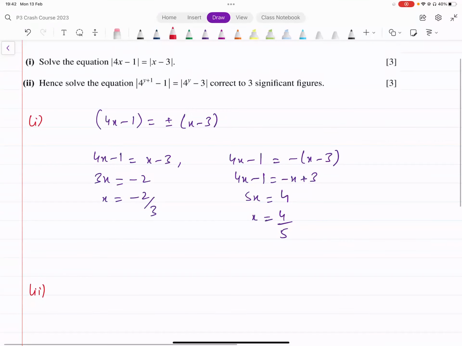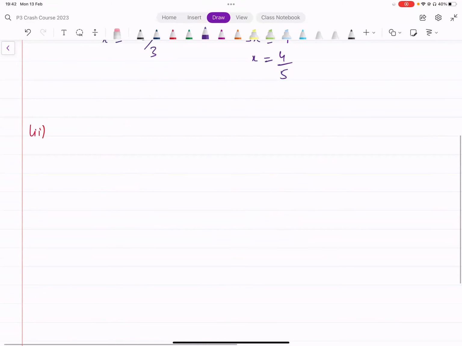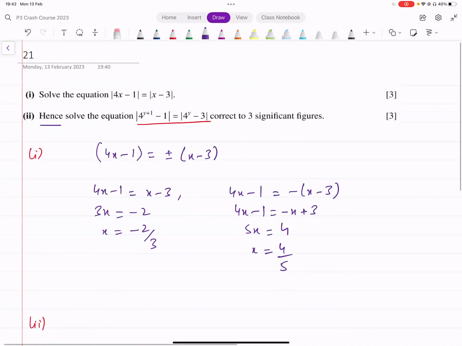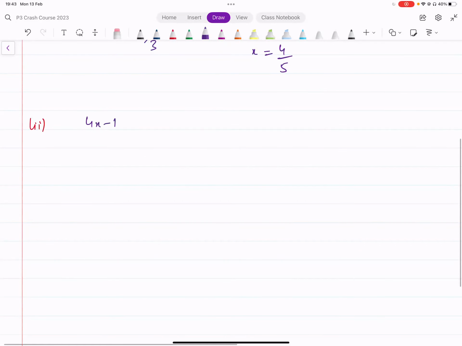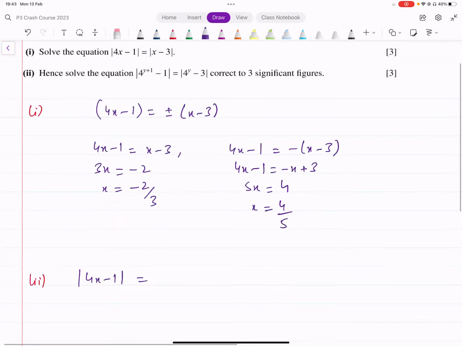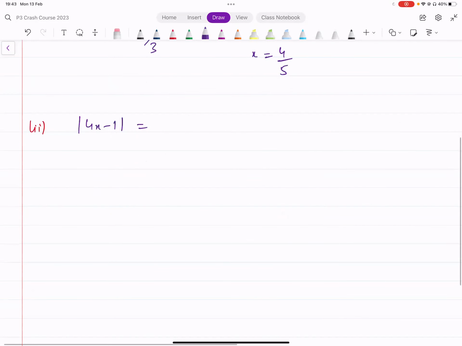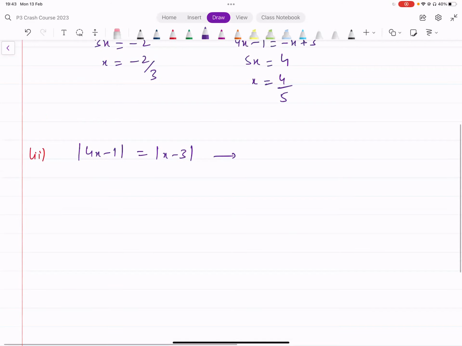The second part says, hence solve this equation, correct to 3 significant figures. Now, what did we do in the first part? So hence suggests that we should be using the first part somehow, right? In the first part, we solved this equation: modulus of 4x minus 1 equals modulus of x minus 3. And this was giving us two answers. One was x equals minus 2 over 3, and the other was x equals 4 over 5.